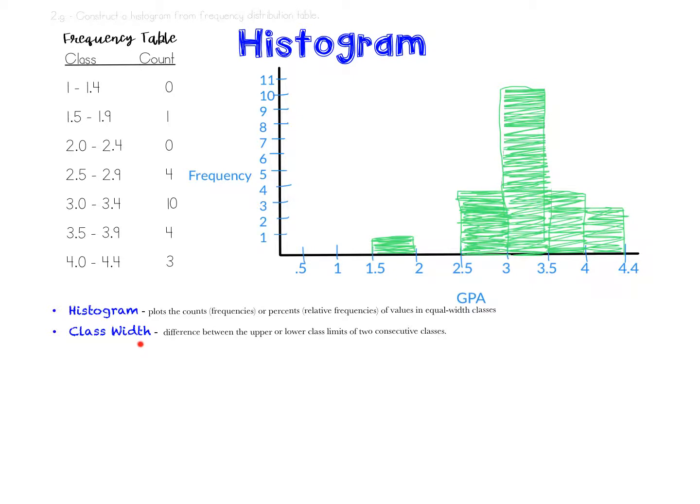So my class width is the difference between the upper or lower class limits of 2 consecutive classes. So that's kind of a confusing definition. Essentially, it's what's the difference between this lower limit and this lower limit, or this upper limit and this upper limit. When I look at those numbers, these are easier. So what's the difference between a 2.0 and a 2.5? Well, 0.5. So my class width for this histogram, I went by halves, half of a GPA point. So that's what that's talking about. I could also do 2.9 minus 2.4, and that would also give me 0.5. But these are just easier to see.